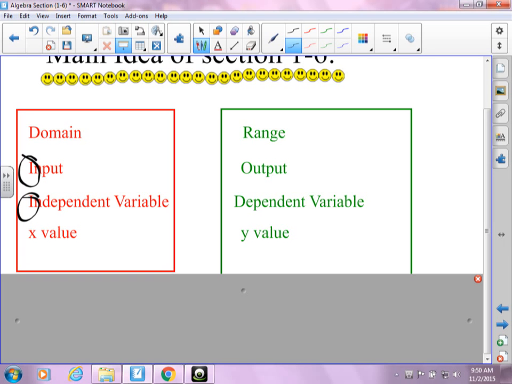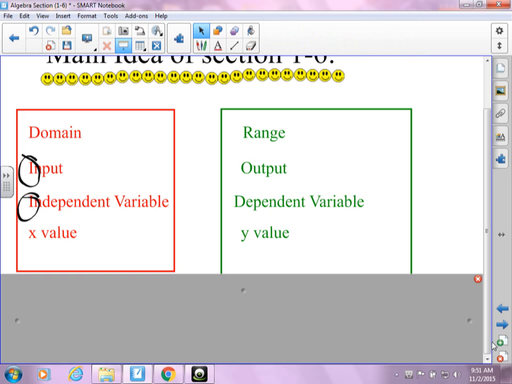It's also generally the x value. The range is your output, or your output is your range. It's also the dependent variable, that's kind of the la-di-da way of saying it, and it's usually the y value. Not always, like the last example, but usually. Questions on that? So that's terminology that you need to know.